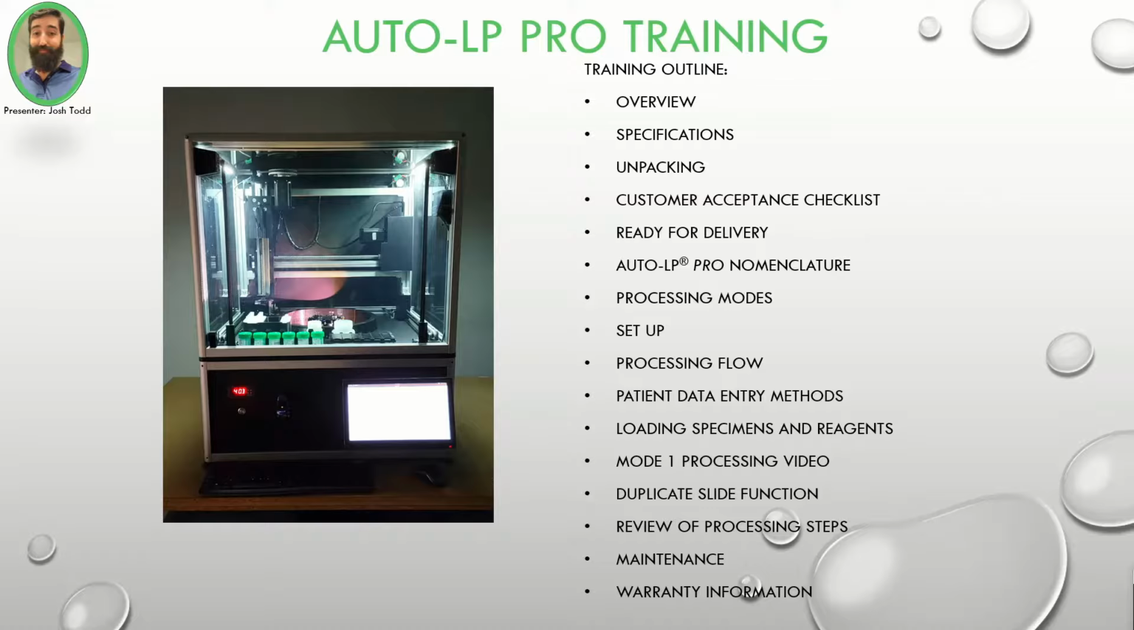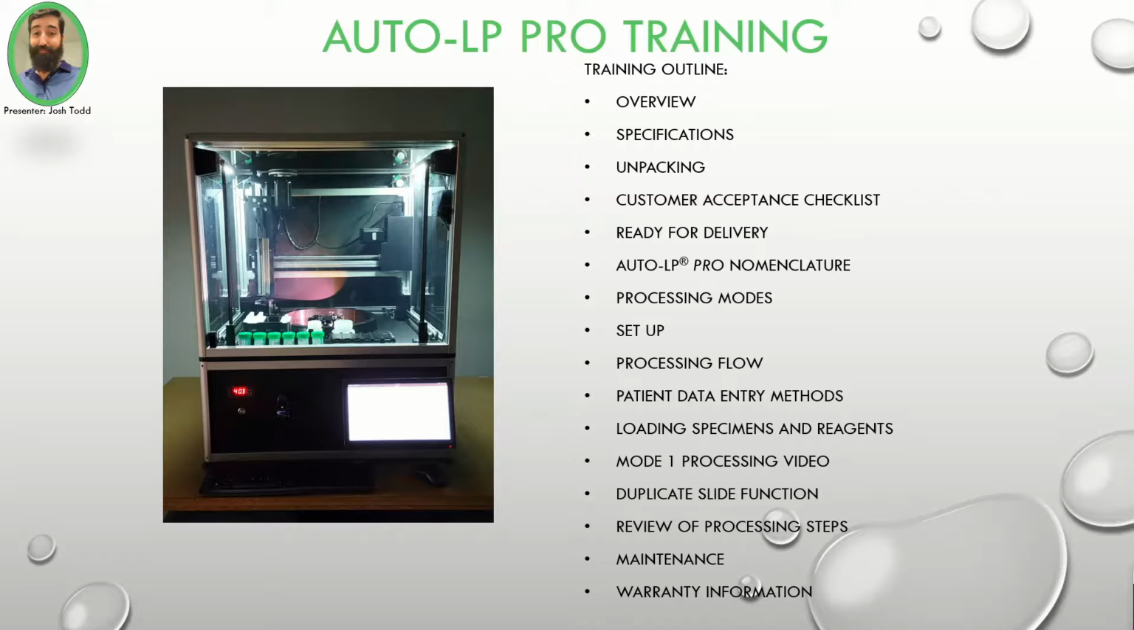customer acceptance checklist, a step-by-step guidance on how to complete the customer acceptance checklist, ensuring the AutoLP Pro is in perfect condition and ready for delivery to the client, AutoLP Pro Nomenclature and processing modes, familiarizing ourselves with the instrument's nomenclature and functionalities, understanding the various processing modes available for different cytology applications, setup and processing flow, comprehensive instructions on setting up the AutoLP Pro for efficient processing, detailed walkthrough of the processing flow to ensure seamless operations.